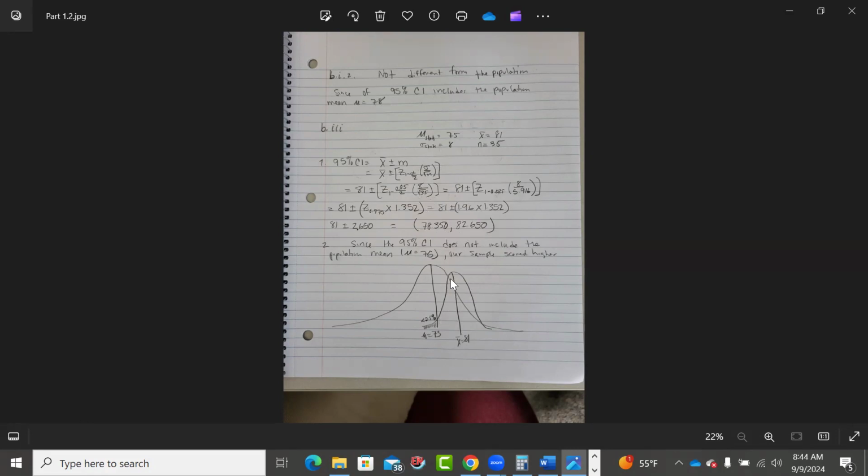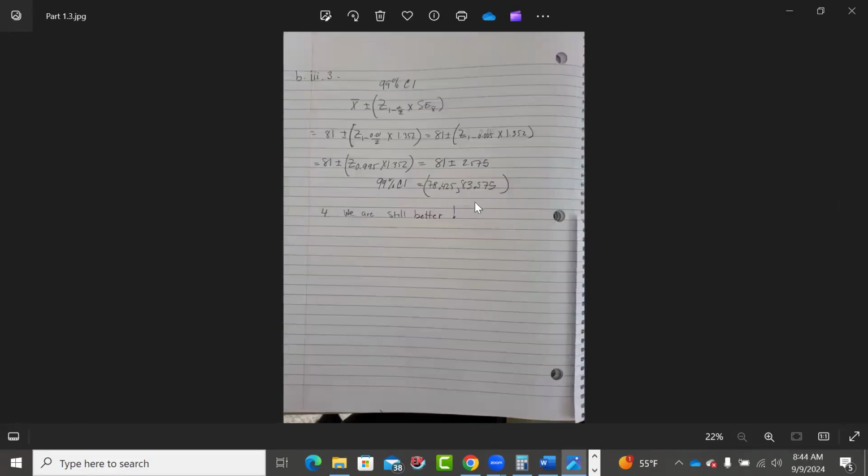Notice how in this really sloppy drawing of mine, the distribution of my students is far enough away that a very small percentage of individuals fall below the original population mean value. And so we're 95% certain of our true population mean value, and that we could say we're pretty certain that it's different from the original population. Only like 2.5% of our population is below the original population mean value. That's pretty cool. Doing the 99% confidence interval.